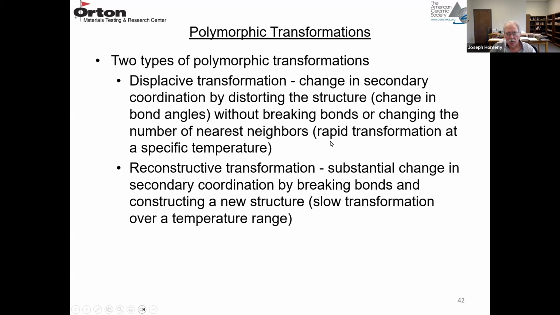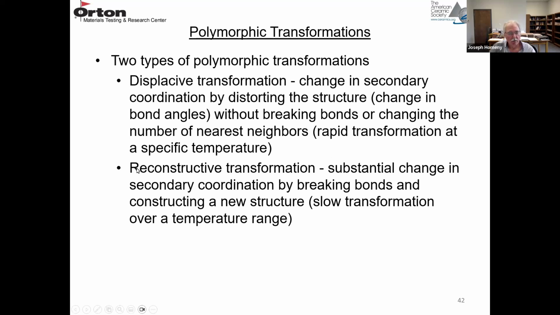So an example might be quartz. It goes through an alpha beta transformation at 573 degrees C. And specifically at that temperature, it changes crystal structures, and there's a volume change associated with that.